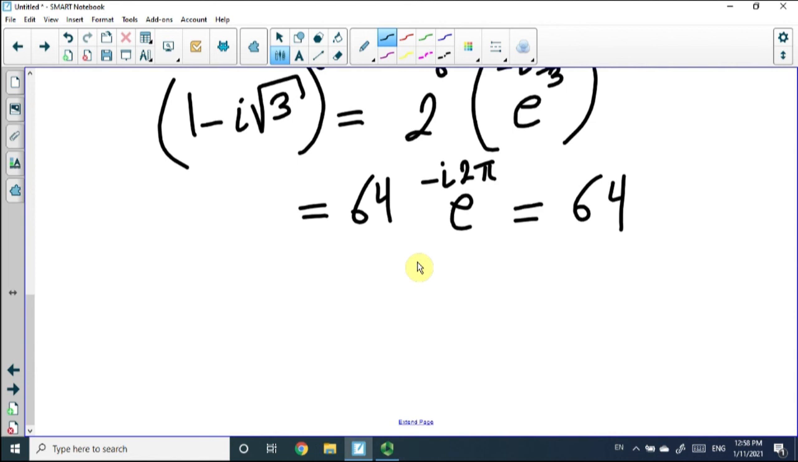You could think of other methods, but usually Euler Formula presents a very nice, straightforward and easy method to calculate powers of complex numbers.